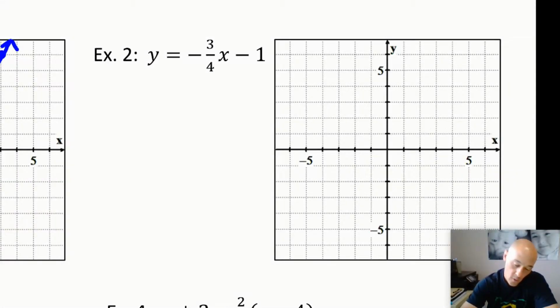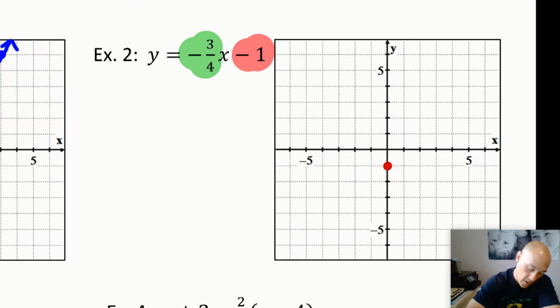Graph 2, y equals mx plus b. So my b there is negative 1, so that tells me that I can put my y-intercept 0, negative 1 right there. My slope is negative 3/4, so this is my slope.